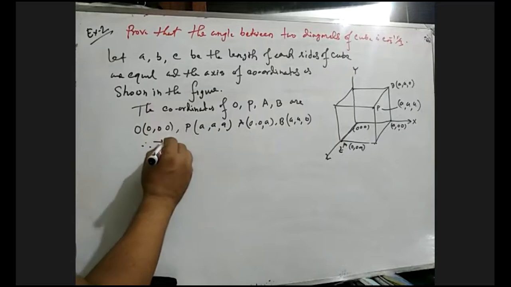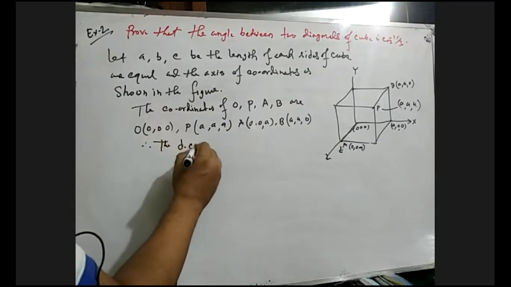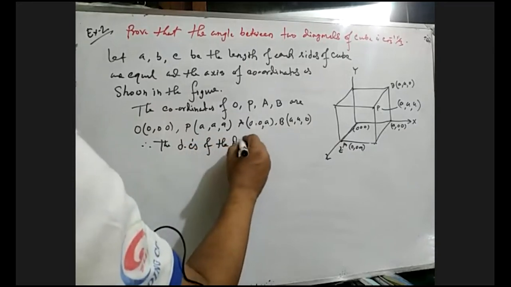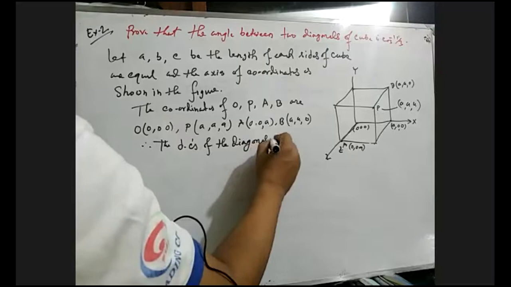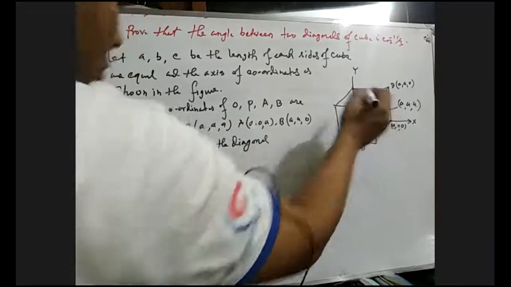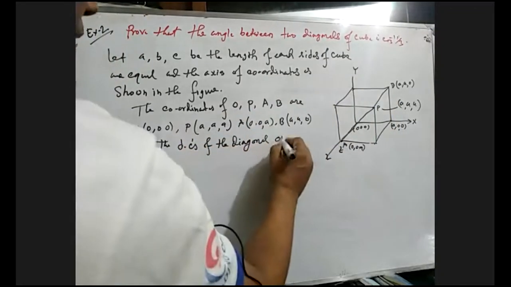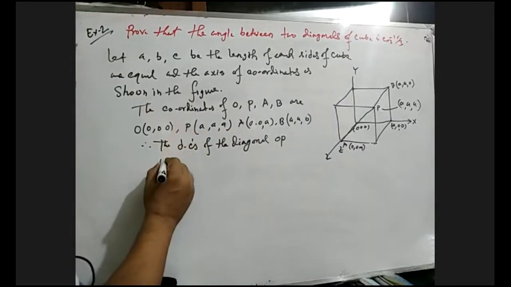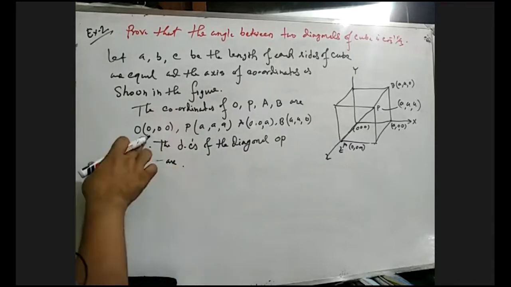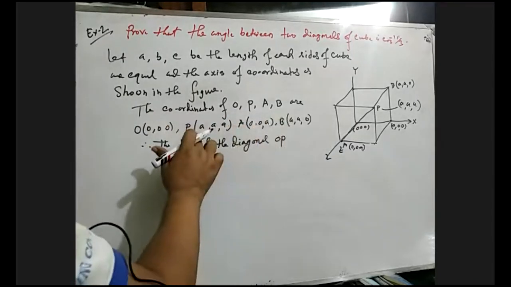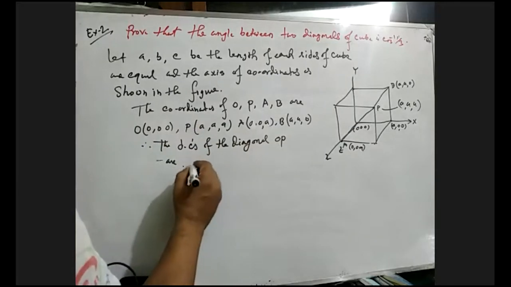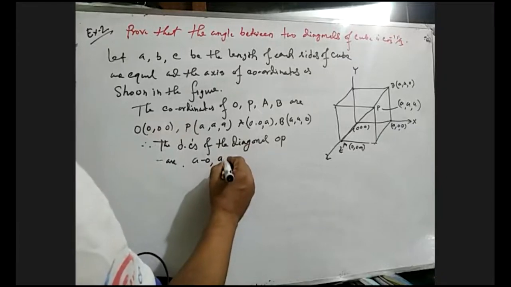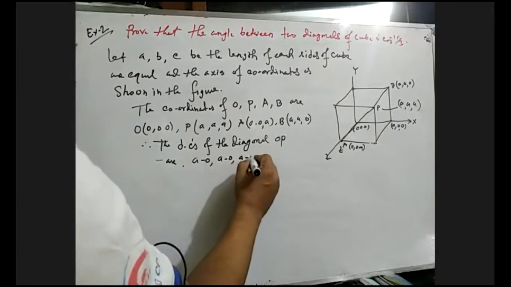Therefore, the direction cosines of the diagonal, diagonal means this line OP, where this is the O point and this is the P point. So direction cosines will be A minus 0, A minus 0, A minus 0.